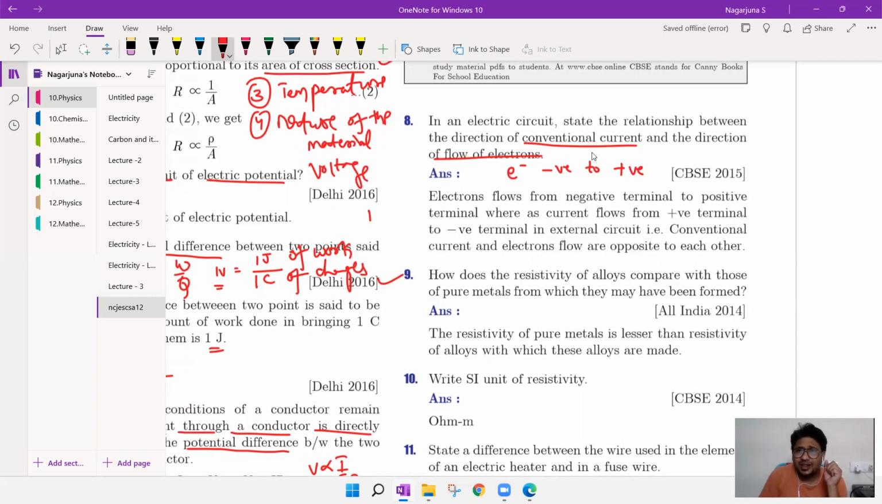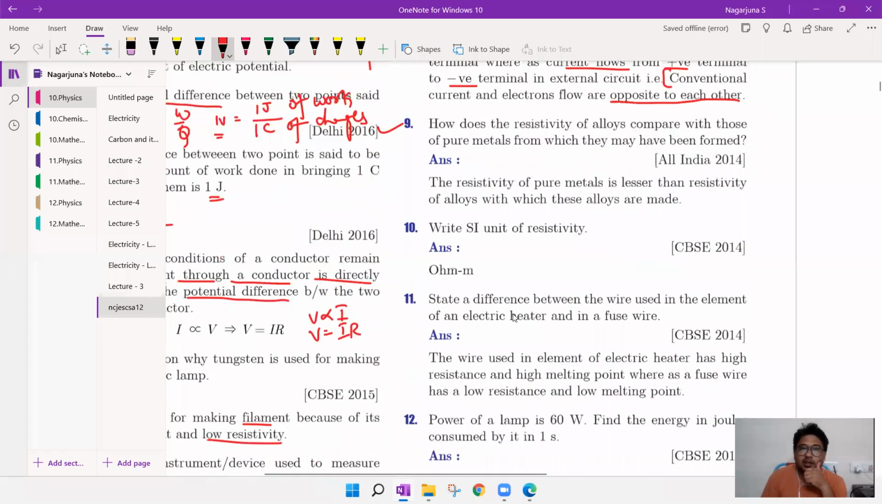And conventional current is opposite to the flow of electrons. Electrons flow from negative terminal to positive terminal, whereas current flows from positive terminal to negative terminal. So this is the main important point. Conventional current and electron flow are opposite to each other. That is the heart of the answer.